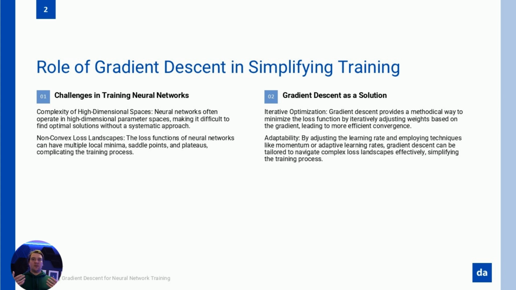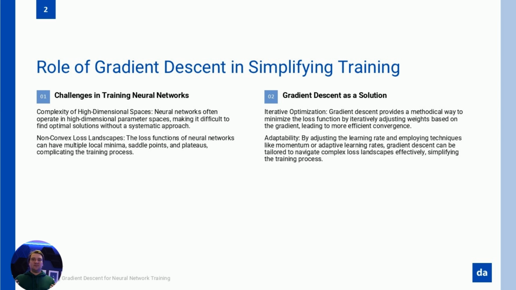And when the road gets bumpy, adaptive techniques like RMSprop or Adam step in, dynamically adjusting the learning rate to maintain a smooth journey. Pretty clever, right? All right. So we've established that gradient descent is your go-to tool for taming the wild jungle of neural network training. But like any tool, its success depends on how well you understand its mechanics. Next, we'll break down the process step by step because when it comes to gradient descent, every detail matters.